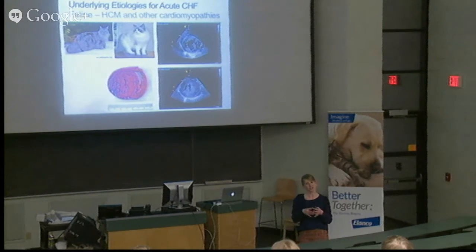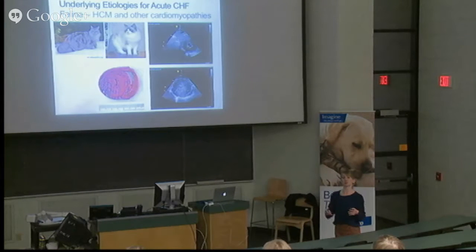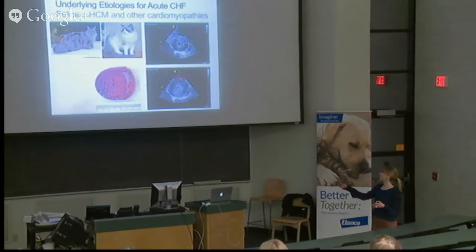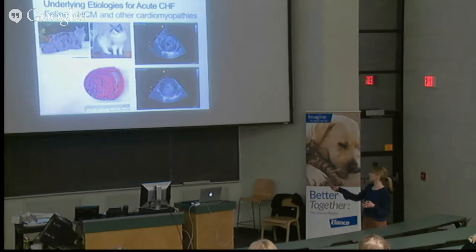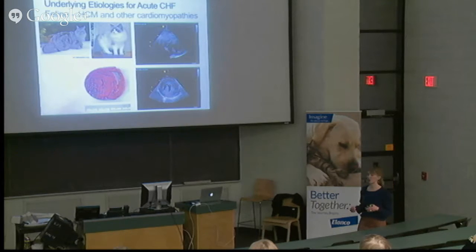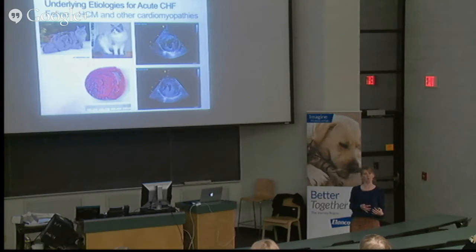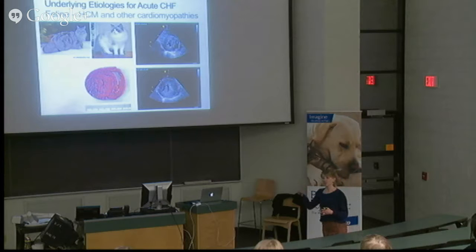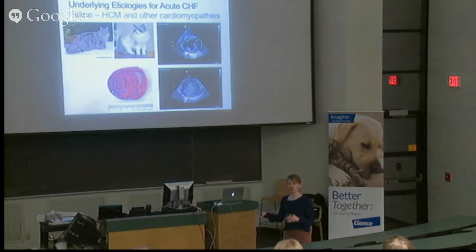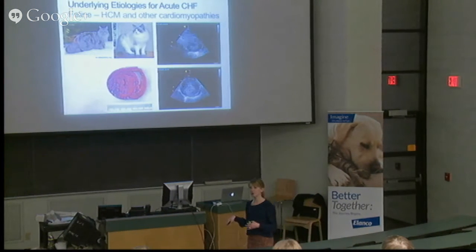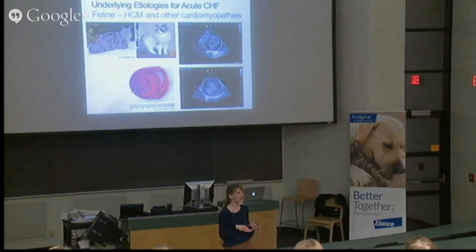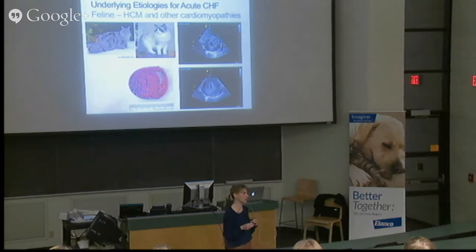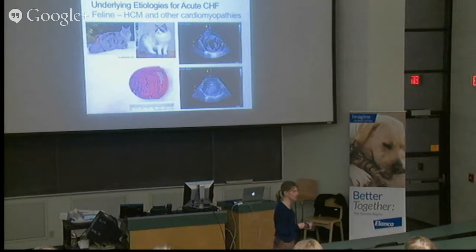So again, this is a primary myocardial disease. Now we're not talking dilation and systolic dysfunction, rather we are talking thickening of our left ventricle, and therefore more of a diastolic or filling abnormality as opposed to a systolic pumping abnormality. So mitral valve disease, dilated cardiomyopathy in the dog, and hypertrophic cardiomyopathy in the cat are going to be the main underlying causes of the acute heart failure presentation.